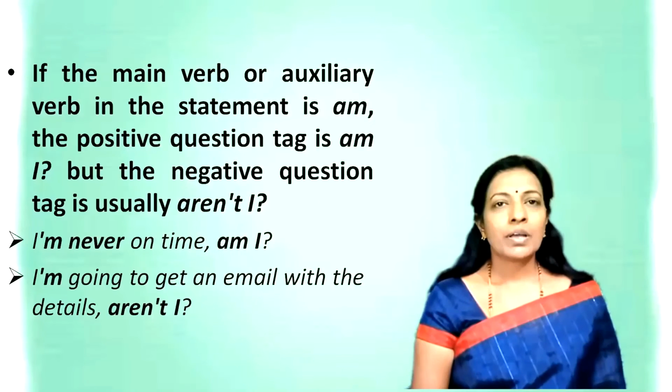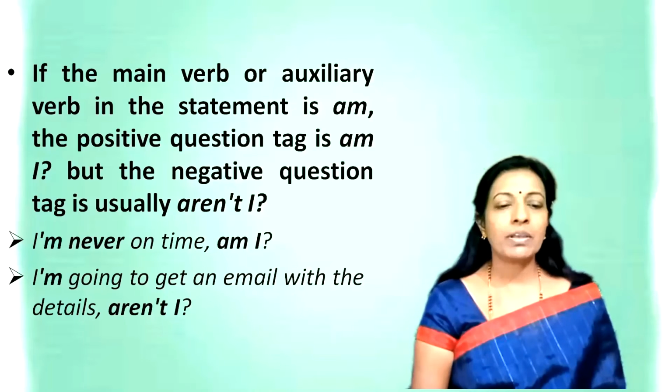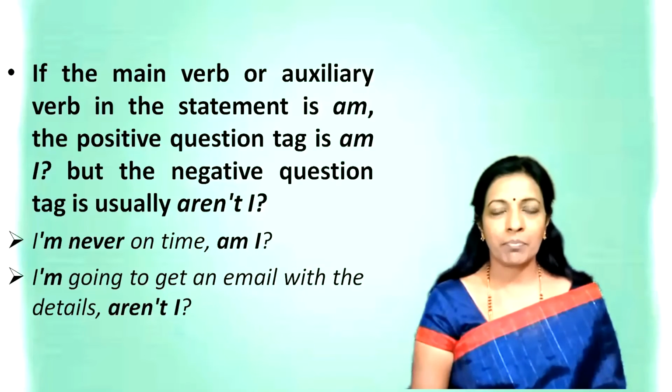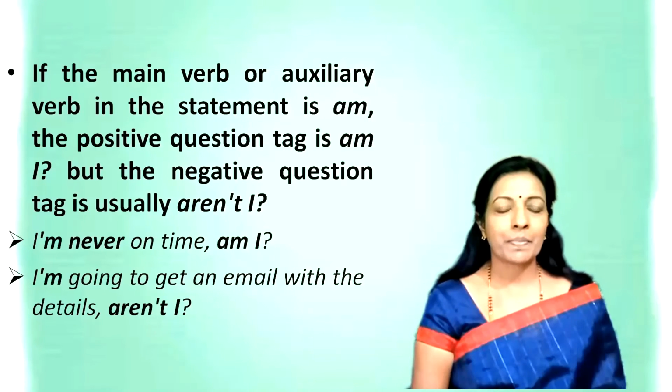If the main verb or the auxiliary verb in a statement is am, then the positive question tag will be am I, and the negative question tag which will be formed is usually aren't I. For example, I'm never on time. I am never on time is a negative statement. So we need a positive question tag and we use am I.